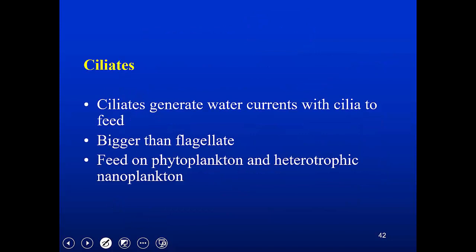So let's look at a few pictures of these guys. Ciliates, as the word implies, they generate... they can swim through the water column, although not fast enough to go against currents. They're still plankton. And the whole point of swimming is to get water moving, and in order to get in contact with more prey. They're usually bigger than the flagellates, and they feed on phytoplankton and heterotrophic nanoplankton.